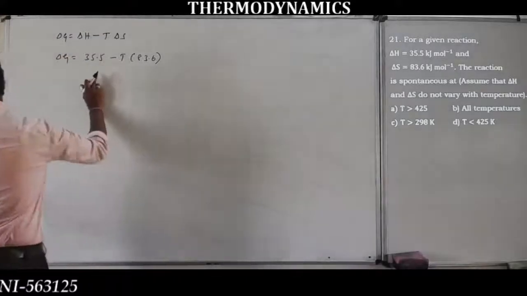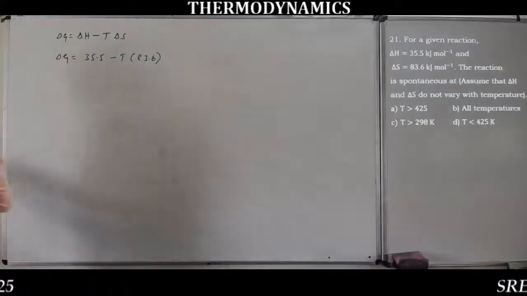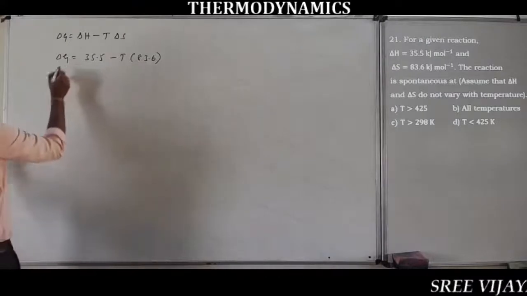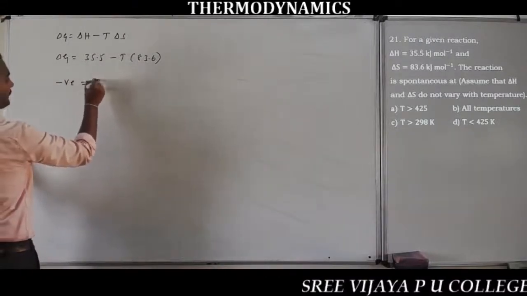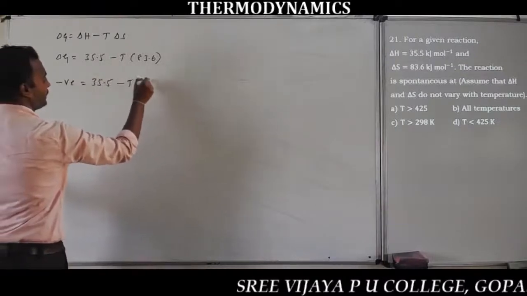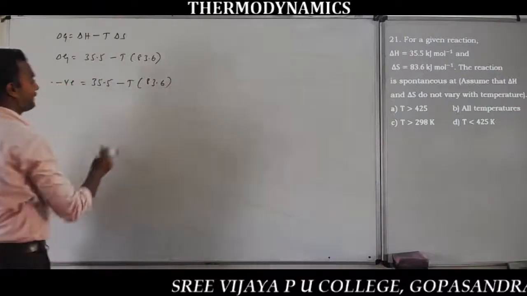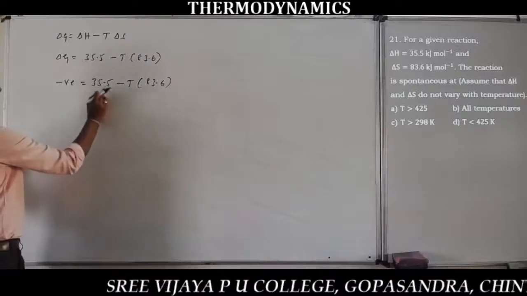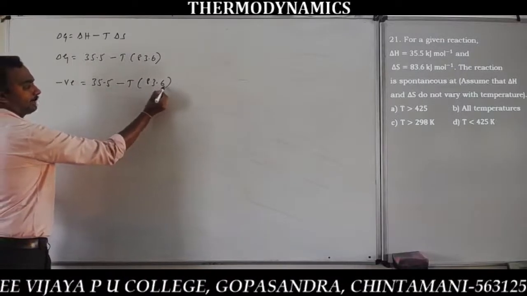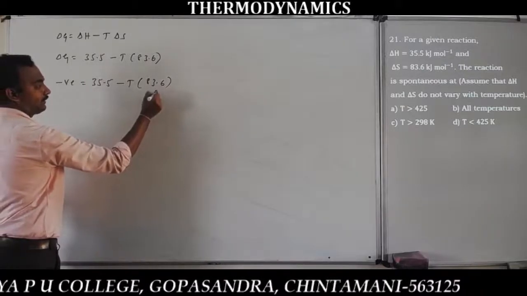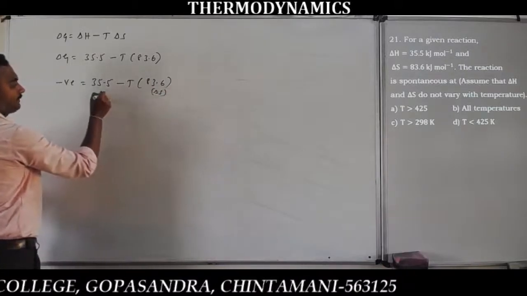So first we calculate: for the reaction to be spontaneous, delta G is negative. So delta G, for spontaneous, is negative, that is equal to 35.5 minus T into 83.6. Here, 83.6 is the value of delta S and 35.5 is the value of delta H.